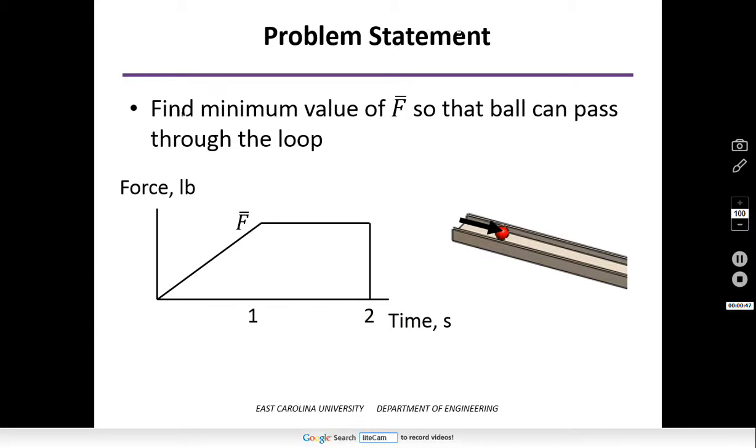The force profile is defined here. We want to go from 0 up to the maximum value of the force linearly over 1 second. Hold that force for another second and then remove the force altogether. So the force is applied only over a 2-second interval.